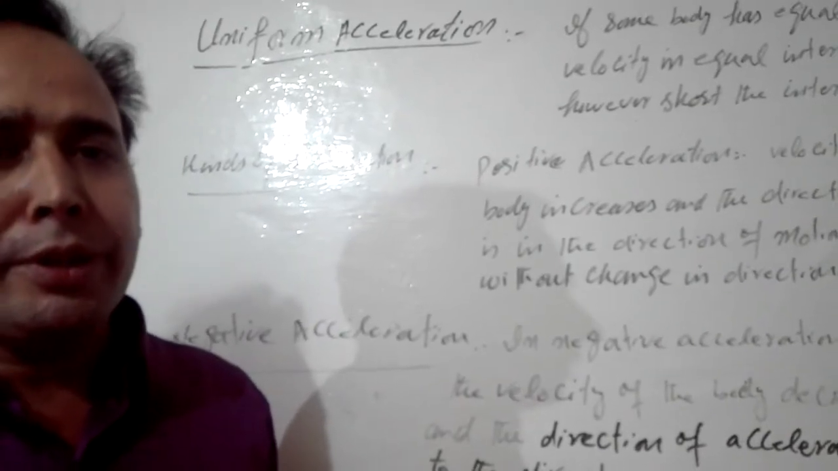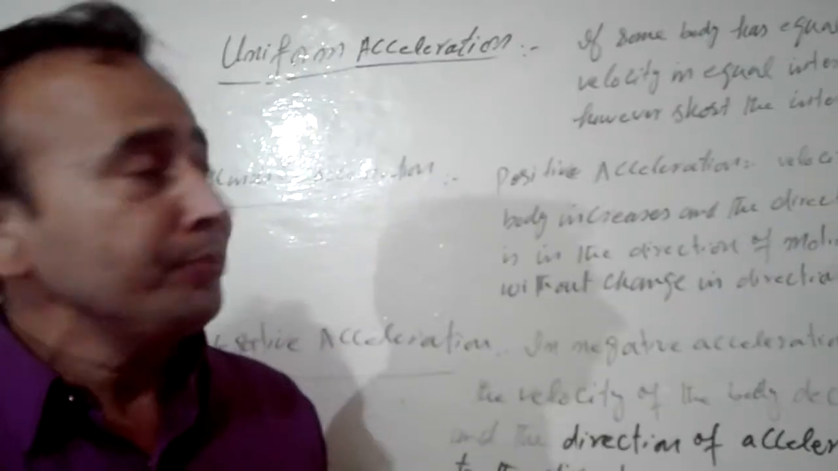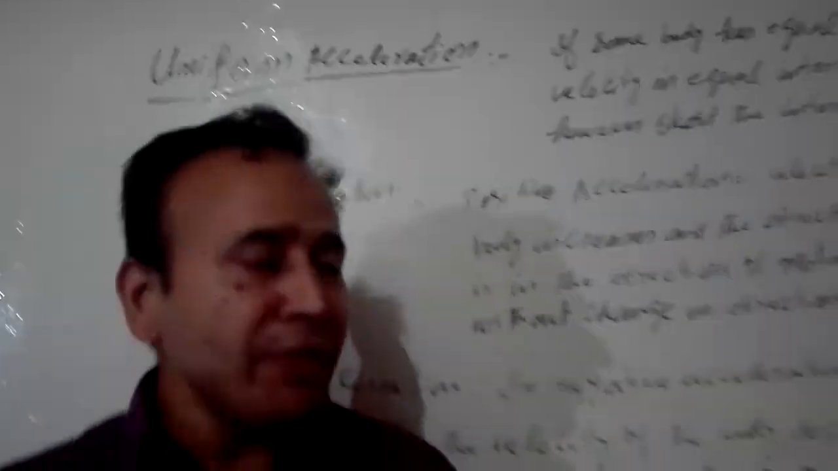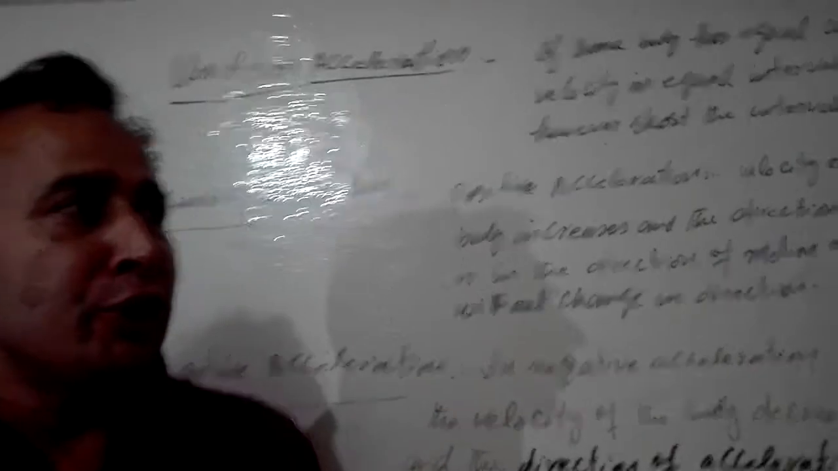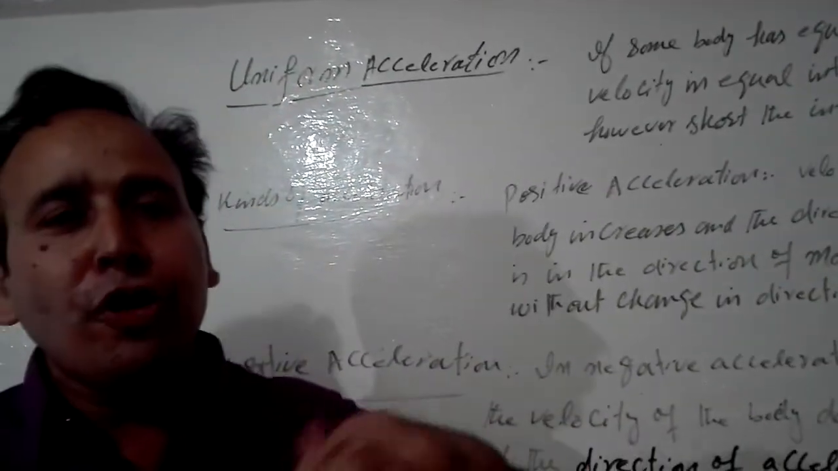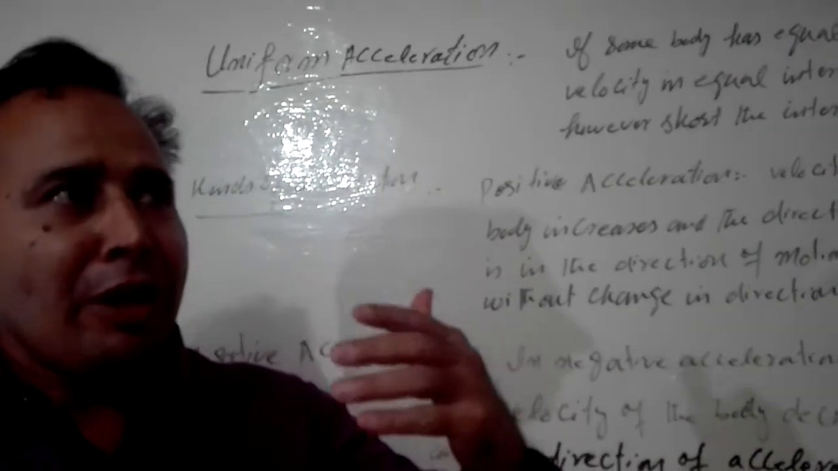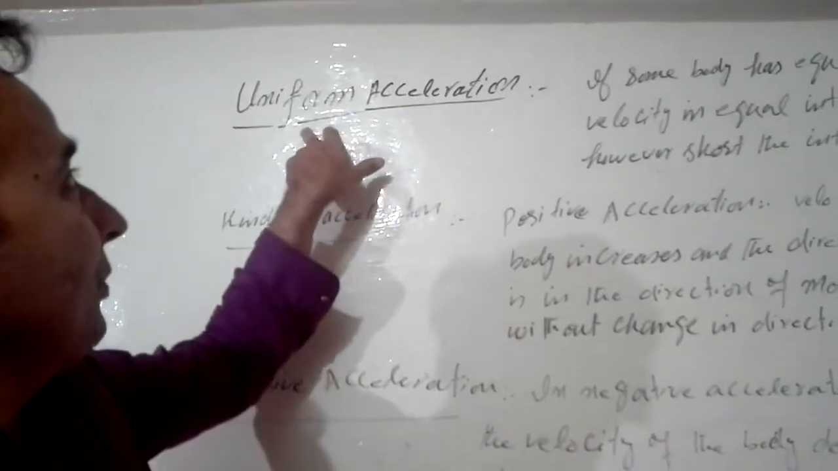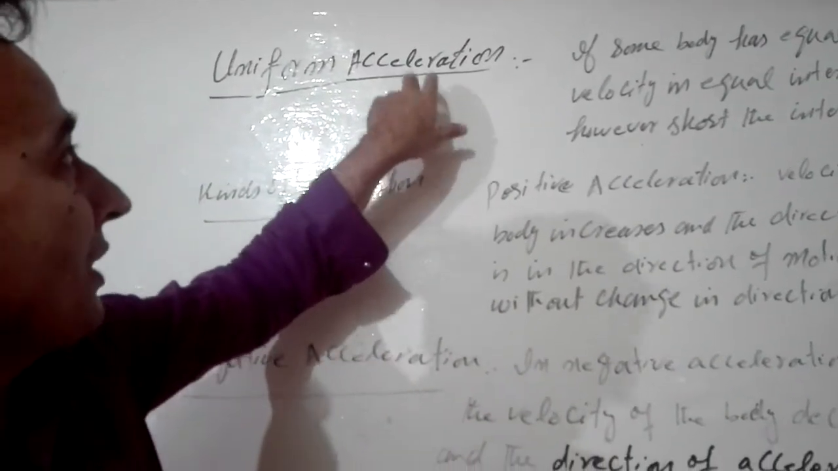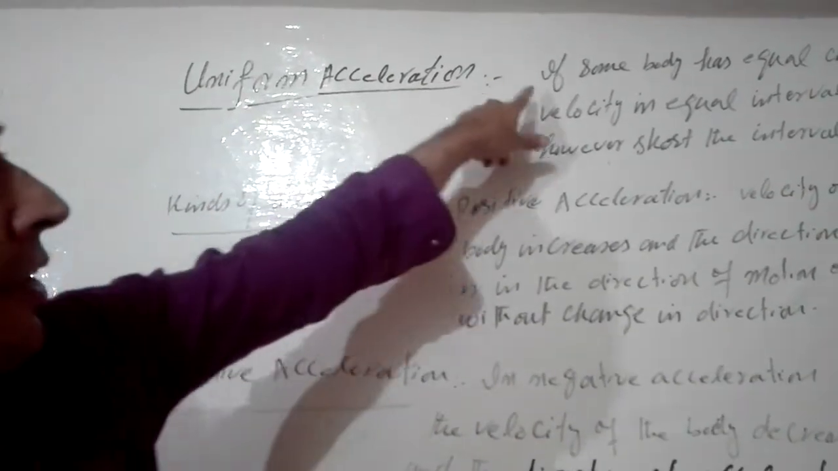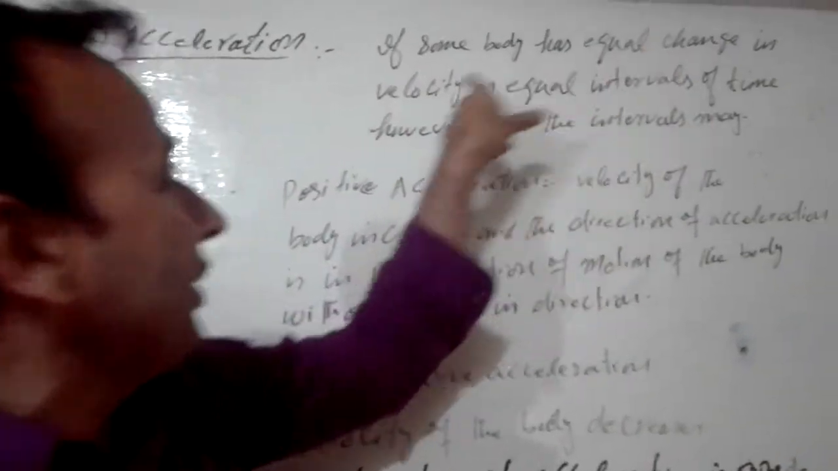Okay students, the next topic related to acceleration is uniform acceleration. Remember, I have explained to you what is meant by uniformity in physics. Like you have studied uniform velocity. Recall your term uniform. Uniform means same. So here also you have to define it in the same terms, uniform acceleration. If you understand the definition of acceleration, then it is very easy to define uniform acceleration. If somebody has equal change in velocity, you know how acceleration produces.